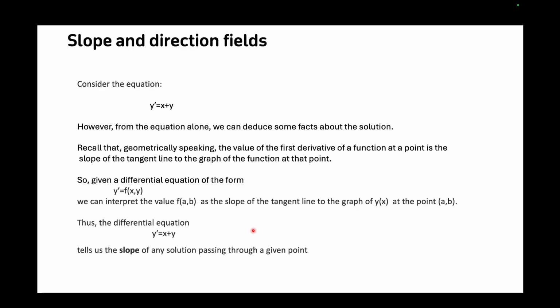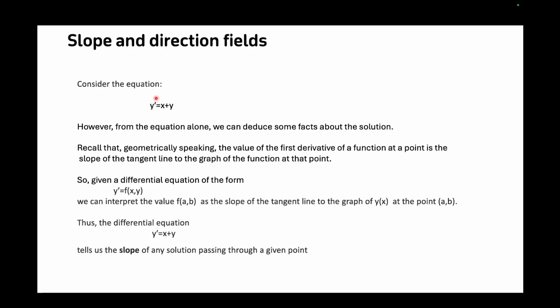Say for example, what we will learn next is what slope and direction fields are. So basically, how we can find steady states using slopes and direction fields. First, let's consider an equation like this. Say dy/dx is given as x plus y.